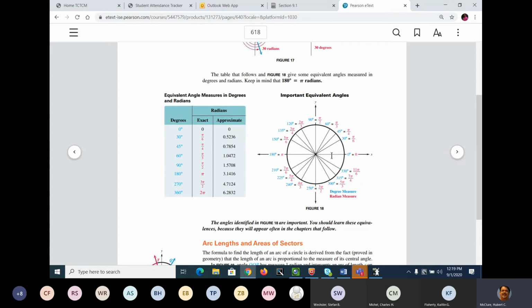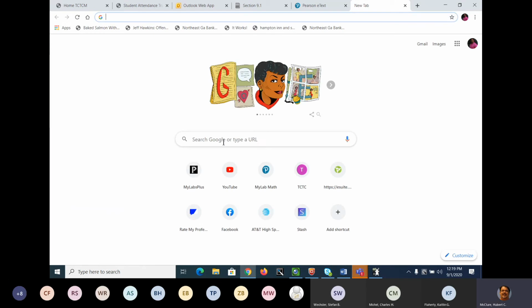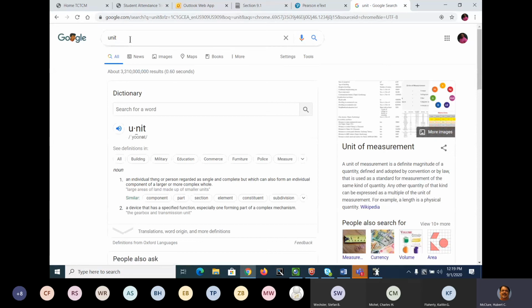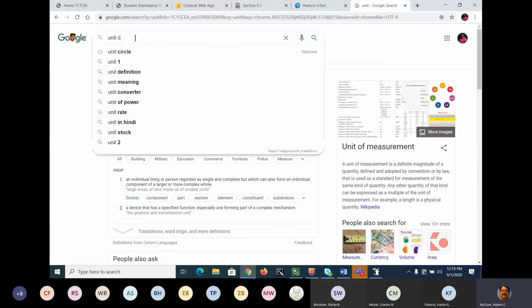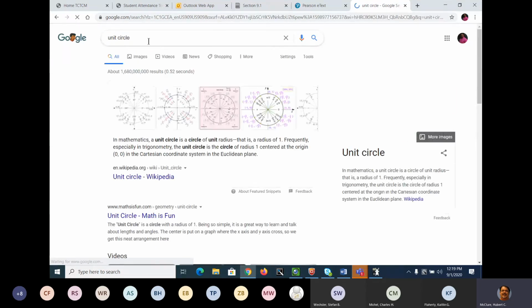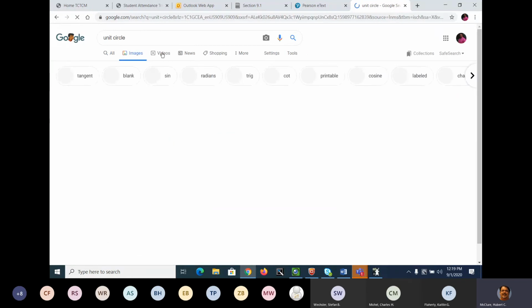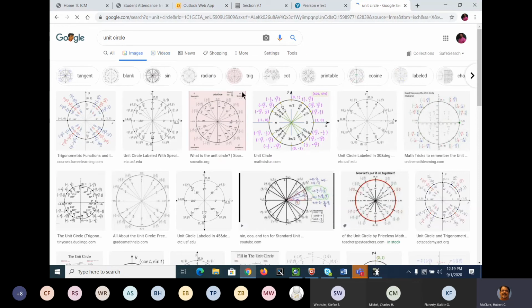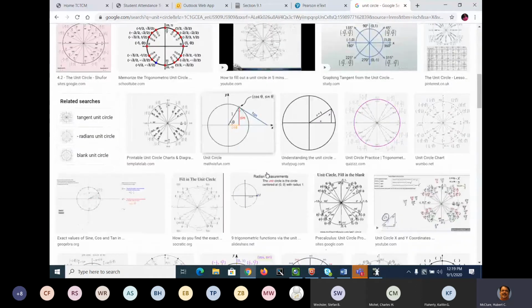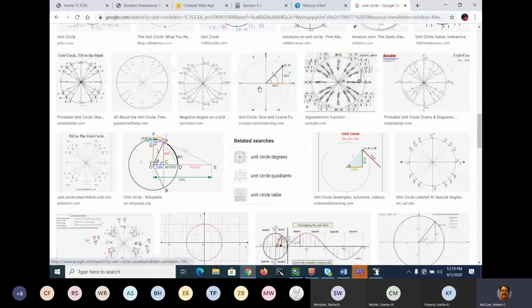All right, so there's 2 ways to do this. One is to go to Google and look up unit circle, pick you out one that you like, and copy and paste it onto a word processor, and that's it. Okay, does everybody understand that? Unit circle, pick out the one that you like, and go with that. Or you could learn how to make your own.